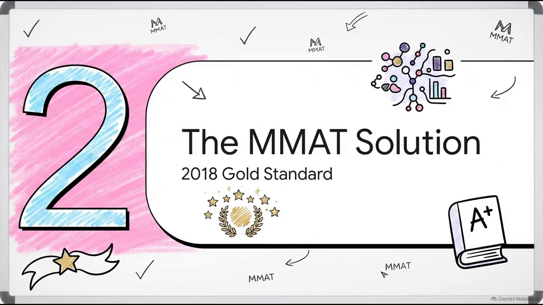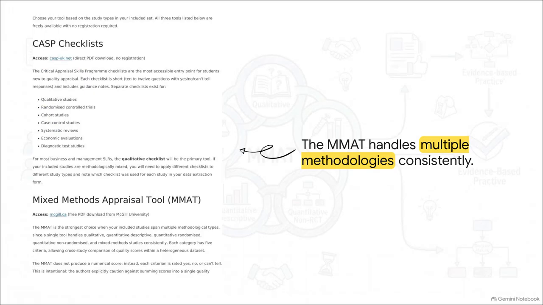Moving on to Section 2, enter the MMAT solution, the 2018 gold standard. Okay, so your protocol is set, and now you need a tool to actually solve this mixed data challenge. Enter the MMAT. This tool has been refined since way back in 2006, going through rigorous pilot testing and modified E-Delphi studies with methodological experts, until it became an absolute gold standard.